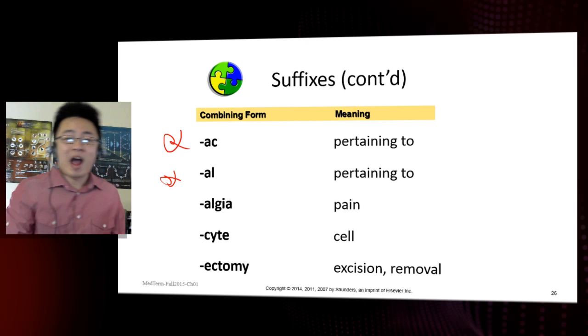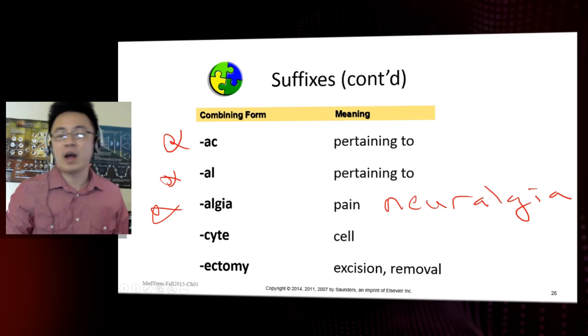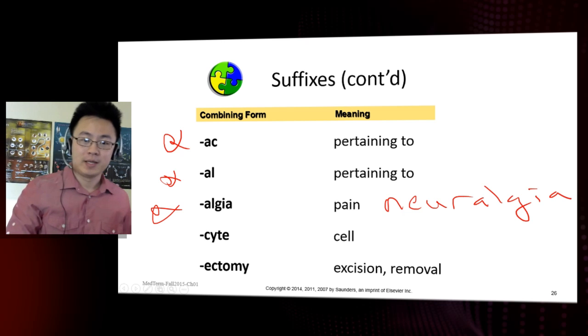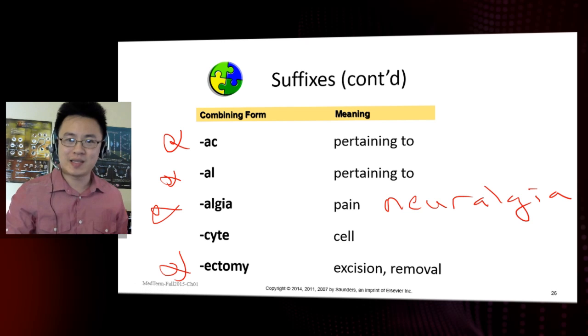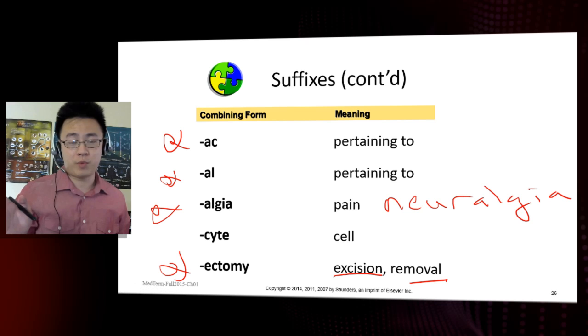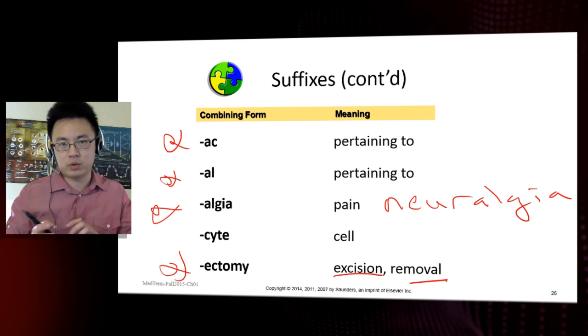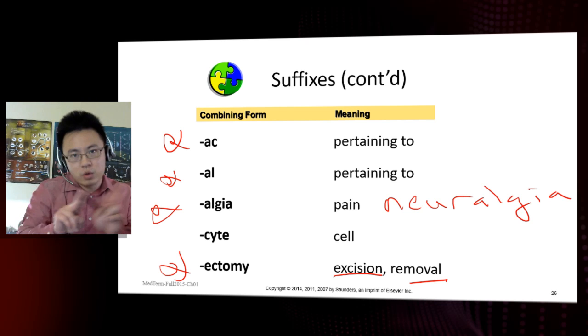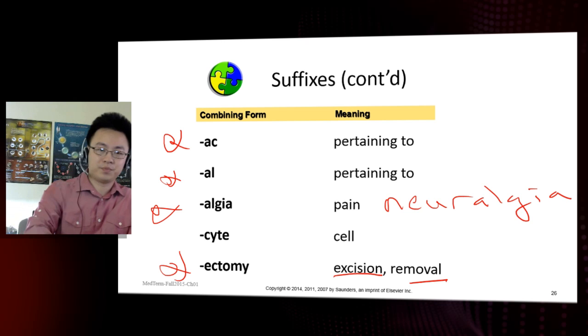All right. We have algia, which means pain. And I'm going to give you, how about neuralgia. Neuralgia here means nerve pain. Ectomy, that's a big one here. Ectomy means excision or removal. Now check this out. There are two definitions. In this case, they are both similar, but there are other word parts out there that have two definitions that each mean something different. For example, lysis, which we'll get to later, has like three different meanings. Which one is it? Again, it depends on the context in which it is used.